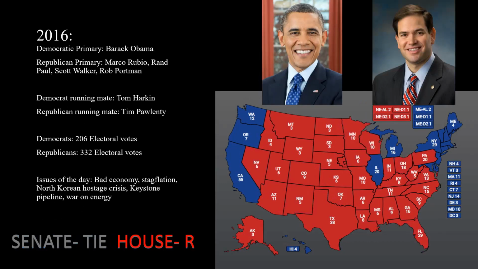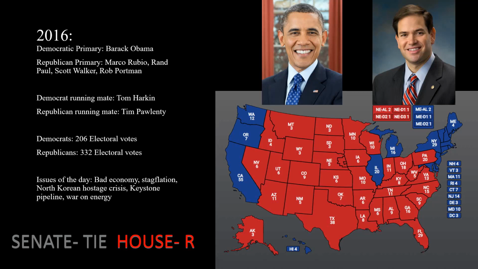In 2016, the Republicans nominate the senator from Florida, Marco Rubio. At this time, the United States is marked by a bad economy, and for the first time since the 70s, people are suffering from stagflation, meaning that even though prices are increasing drastically, salaries remain the same, and everything is less affordable than it used to be.